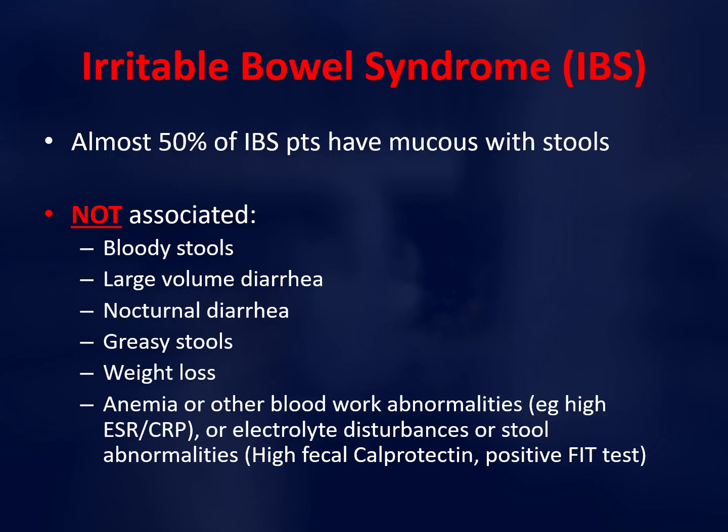As mentioned, there are criteria to diagnose IBS, but what we should keep in mind is that IBS patients are the ones who do not have any organic disease, so should not have red flags. Almost 50% of IBS patients have mucus with stools, but they should not have bloody stools, large volume diarrhea, nocturnal symptoms and diarrhea and abdominal pain during night, greasy stools, weight loss, anemia or any other blood work abnormalities such as high ESR or CRP or electrolyte disturbances, or any stool abnormalities such as high fecal calprotectin and positive FIT test.